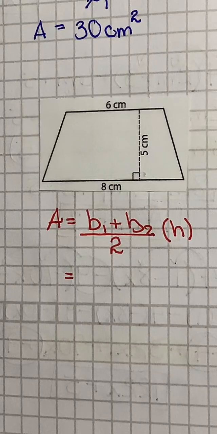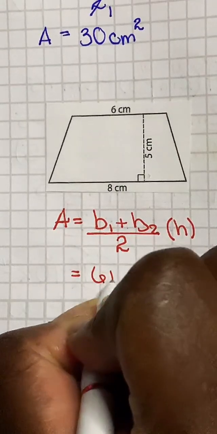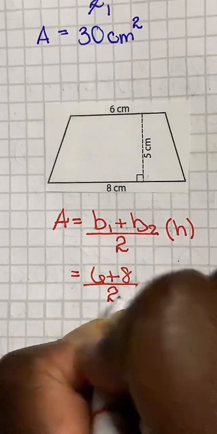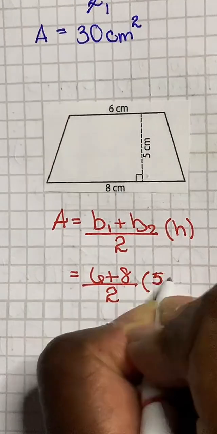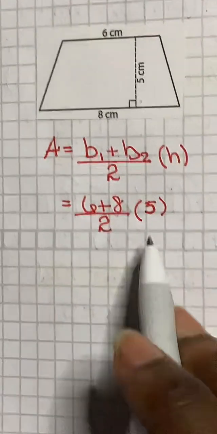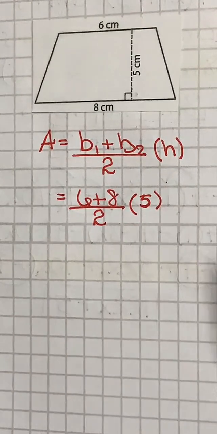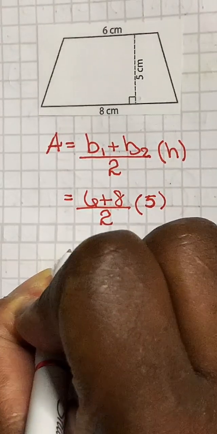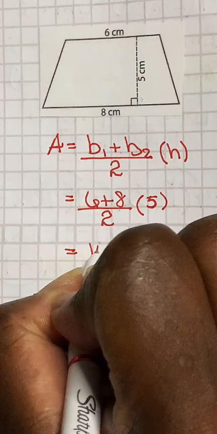Okay, so we got our 6 and our 8. Good. So we have our 6 plus our 8 divided by 2. And our height is going to be 5. So I won't be able to simplify right here with the 5 and the 2. I could with a decimal point. I could. But if I want to, I can do 6 plus 8, which gives me 14.